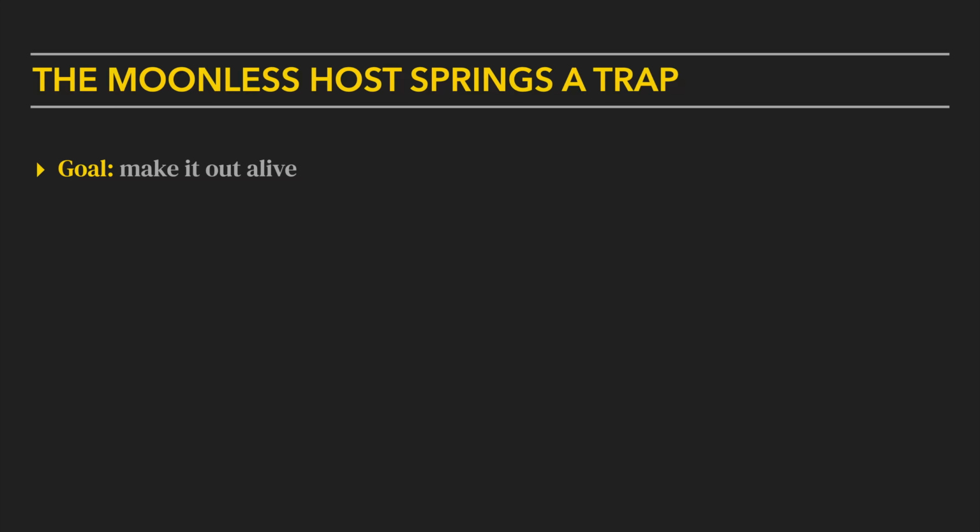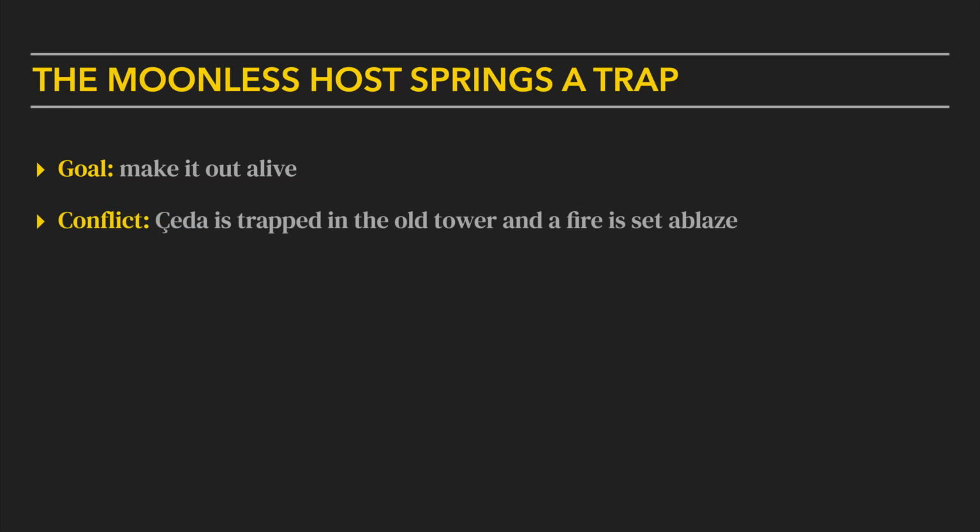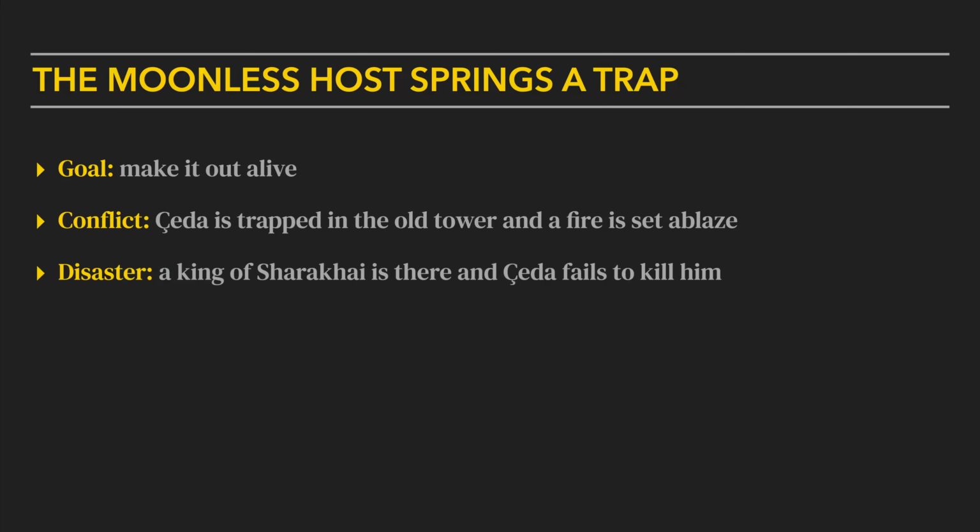So the goal here is just to make it out alive. And the conflict, of course, is Cheta is trapped in the old tower, and this fire is set ablaze, so she has to survive and maybe help others survive as well. And the disaster is a king was there. That's why the fire was set. And Cheta wants to follow through on her vow to kill him, but she fails to do so.